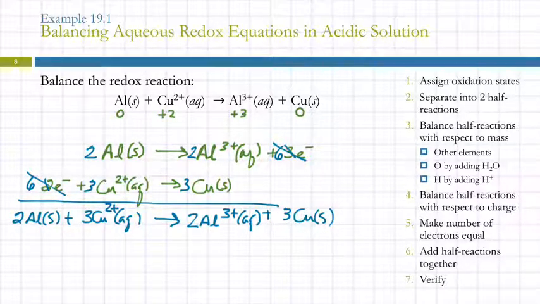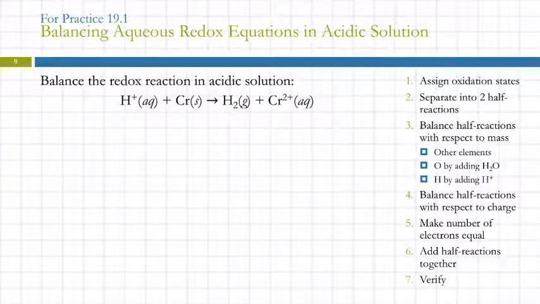Any questions? Let's do another one. H+ plus Cr goes to H2 plus Cr2+. Let's look at oxidation states. What's the oxidation state of hydrogen ion? +1. What about chromium? 0. What about H2? 0. What about Cr2+? +2. Okay, so we have hydrogen going from +1 to 0, that's a reduction, and chromium going from 0 to +2, that's an oxidation.